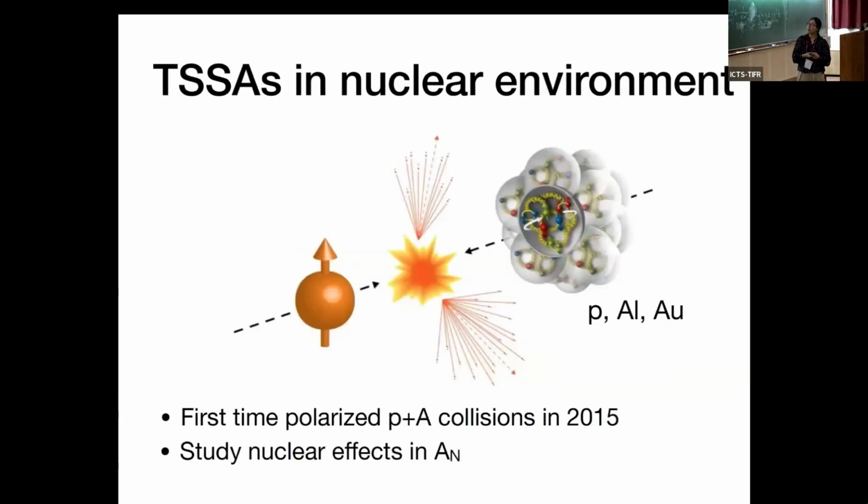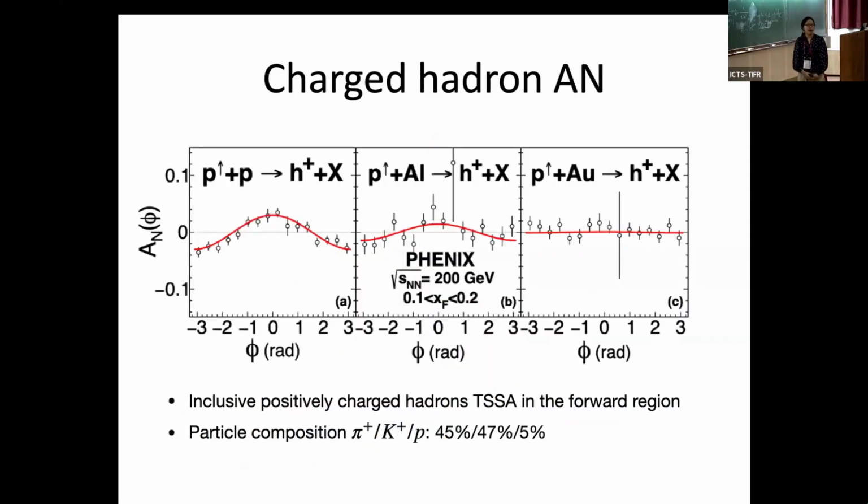All right, so we've been talking about the transverse single spin asymmetry in PP collision. But we also took the data in PA collision, when the proton is polarized, for the first time. And what does this PA collision give you when you measure this asymmetry compared to PP? You can see how this extra nuclear environment affects your asymmetry measurement, and then study the nuclear effects in the asymmetry.